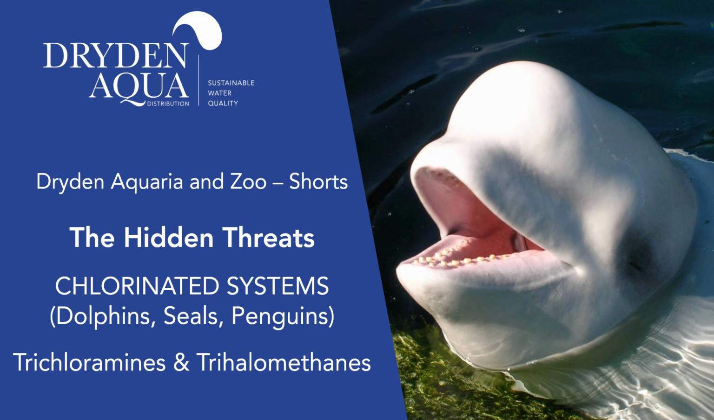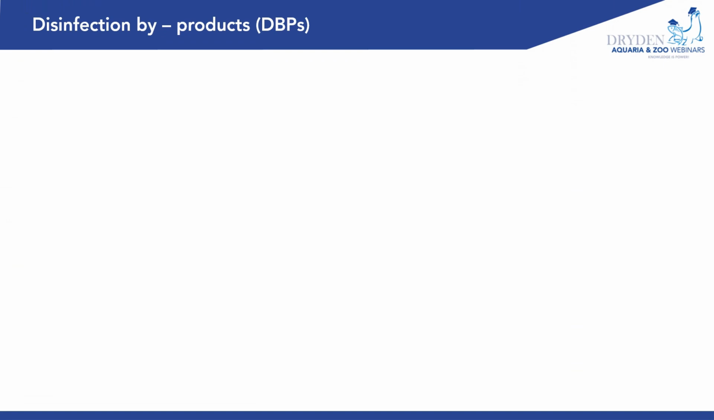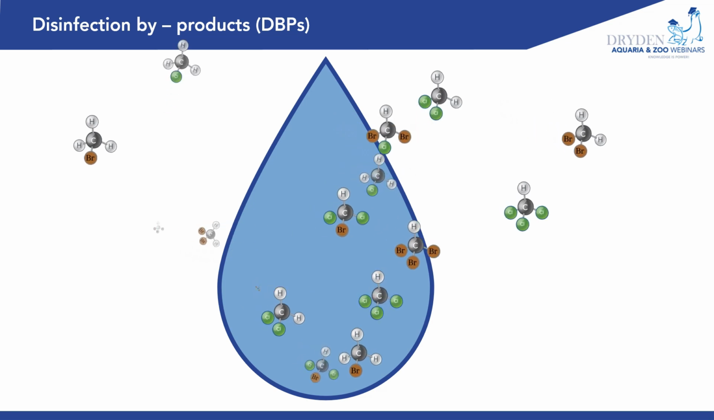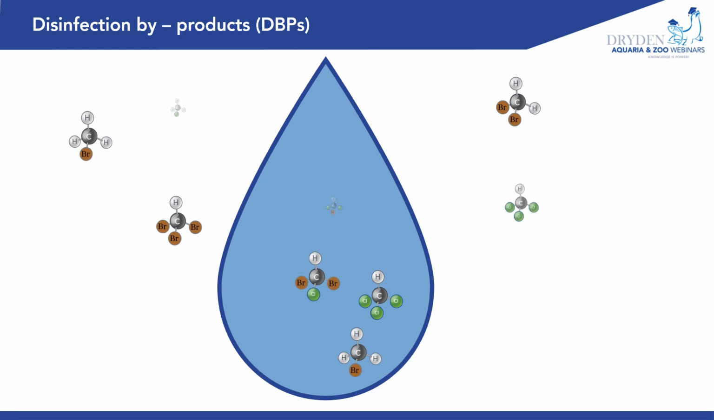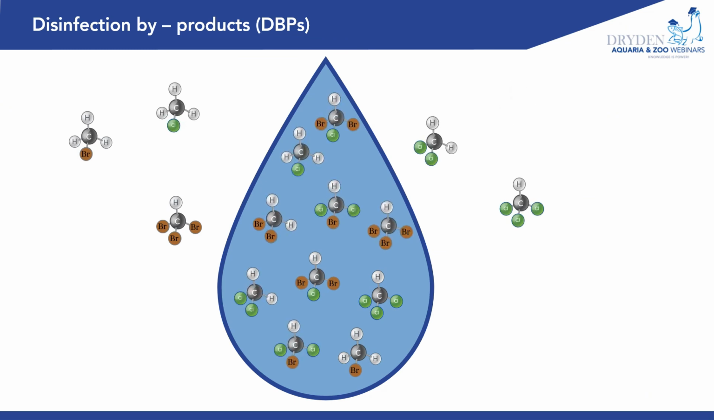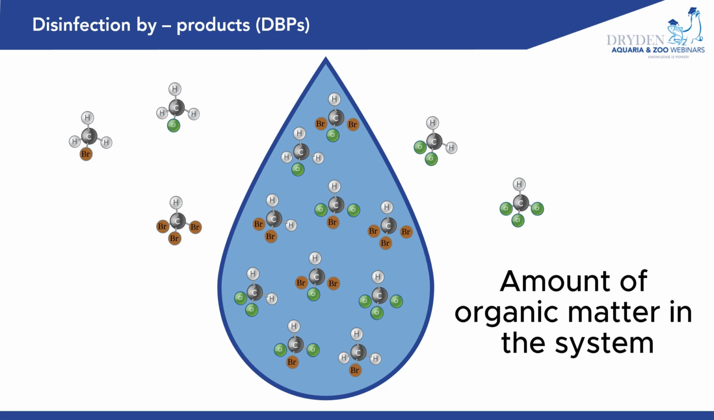So everybody has heard of disinfection byproducts, but what are disinfection byproducts, Mike? Well, disinfection byproducts, or DBPs, are unintended compounds formed when disinfectants like chlorine or ozone react with organic matter, such as urea, fecal waste, and uneaten food. Chlorine is widely used in facilities to maintain water quality and prevent the spread of pathogens among animals and to personnel. Several factors influence the DBP formation process, such as disinfection dosage, contact time, temperature, pH levels, and most importantly, the amount of organic matter in the system.